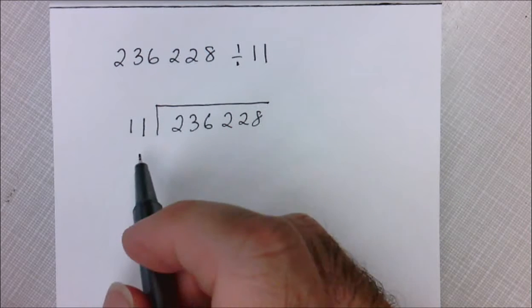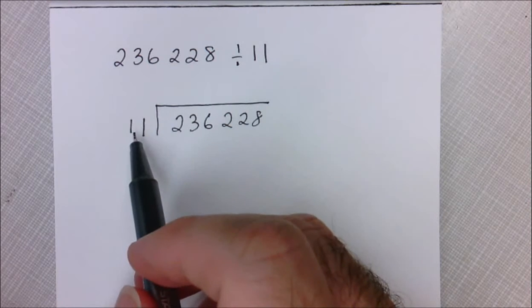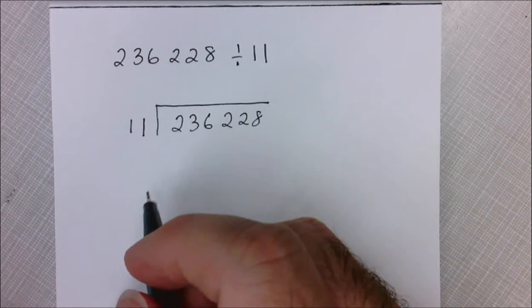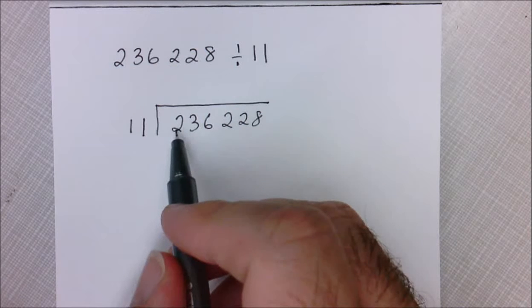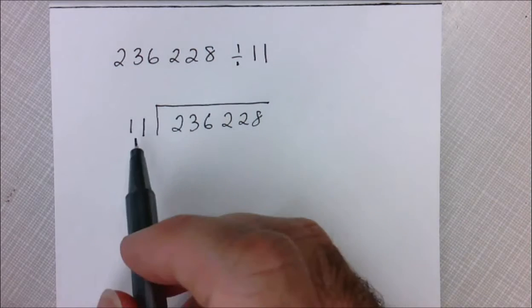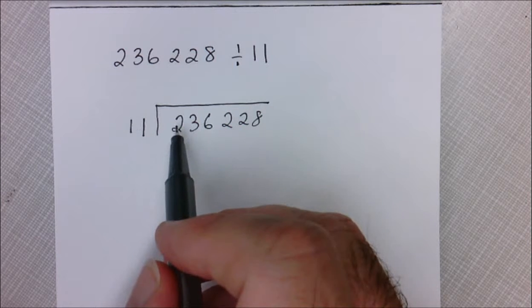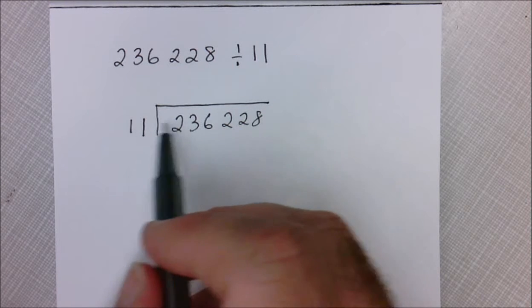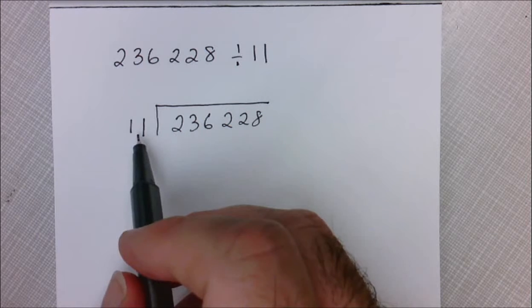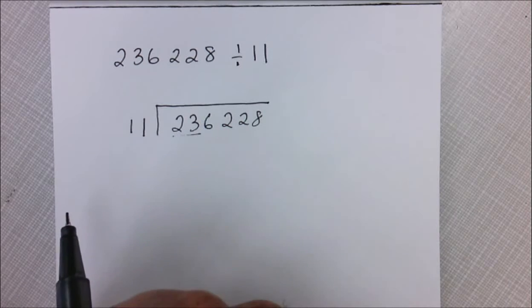So first thing you want to do is you want to go from left to right, and you want to see how many times 11 can go into each of these digits. Okay, which of course this represents 200,000, this represents 30,000, and so on and so forth. So first thing you ask yourself is how many times can 11 go into 2? Well, 11 can't go into 2 because it's larger than 2. So then you look at the next digit over. So how many times can 11 go into 23? So you're only dealing with these numbers here.